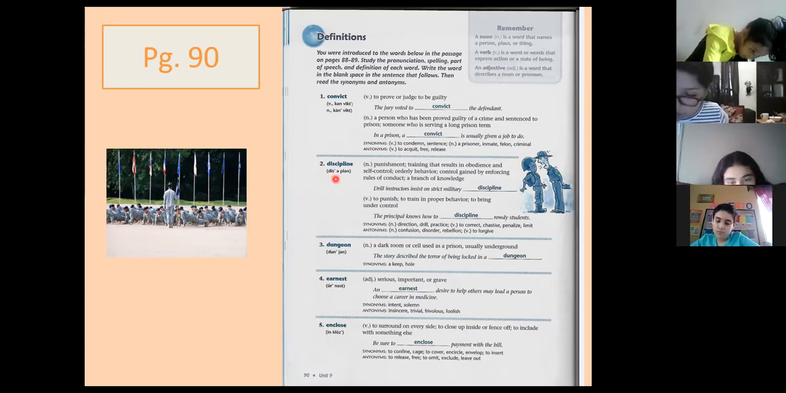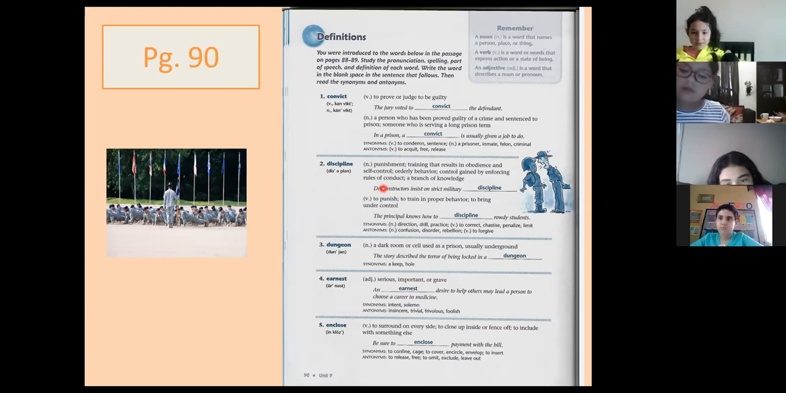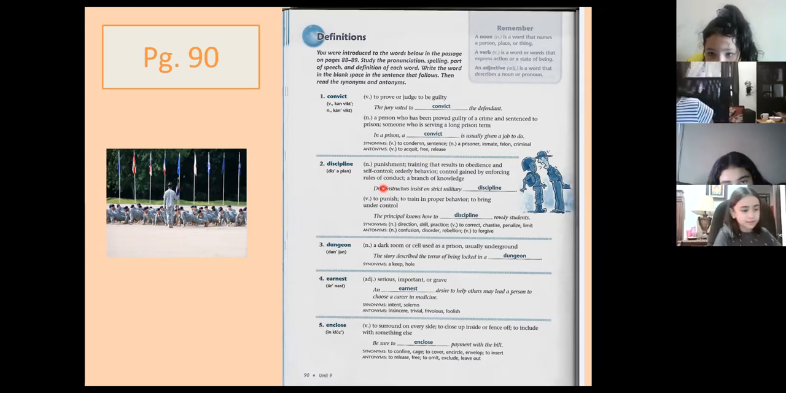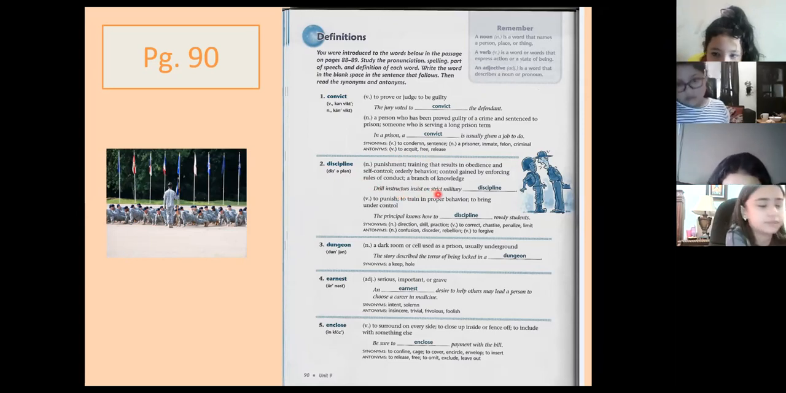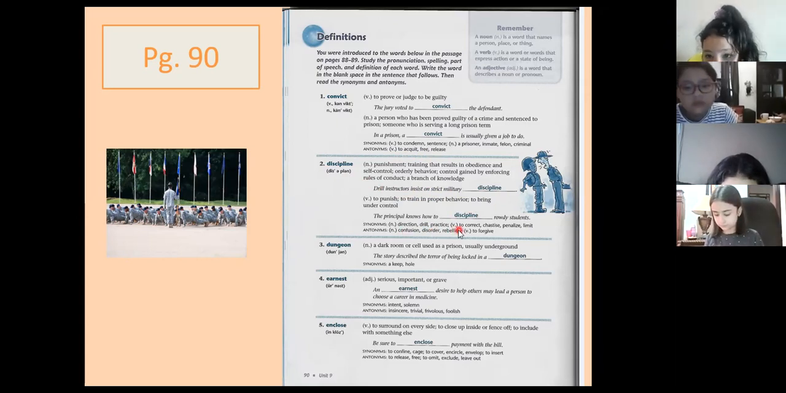Discipline, that is another word that we talk about. Remember, it's to have to be evidence, to be evidence to someone else. It can be, for example, someone that works for somebody else. It has to have discipline. Drill instructors insist on strict military discipline. So we have direction as a synonym, drill, practice, correct, penalize, but antonyms we had confusion, disorder, rebellion, and to forgive.